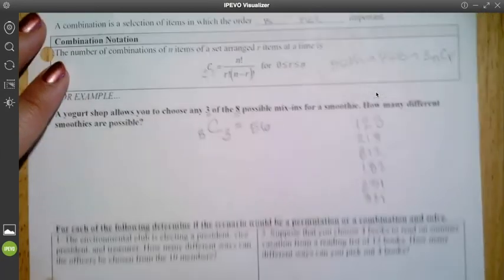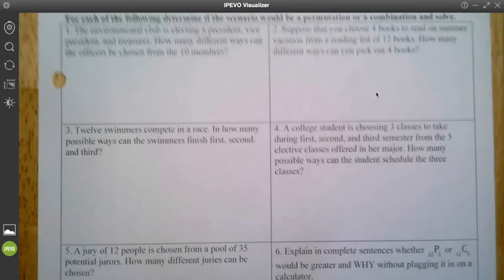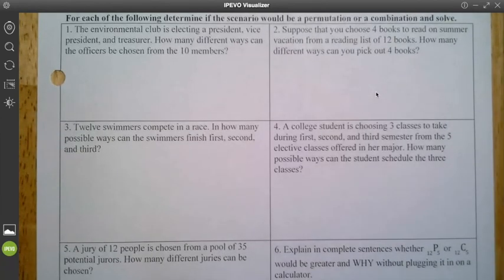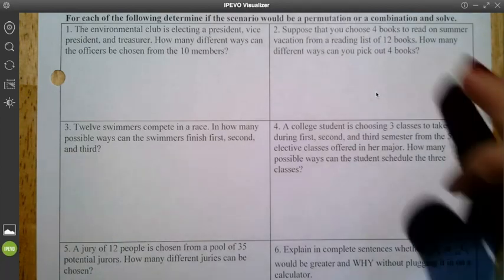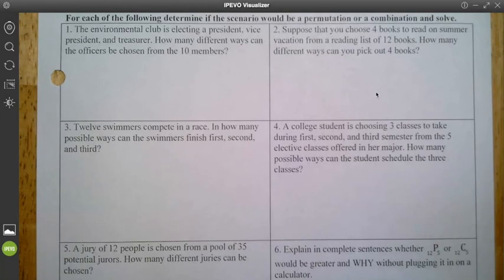What I'd like you to do, if you have time left, is take a look at these 6 problems, and we will go through them together during our class right now. But if you have less than 20 minutes left before class starts, then you can just wait and we'll go through these together. If you have time, take a look at these. If not, we'll go through them together during the very first part of our next class in just a few minutes.